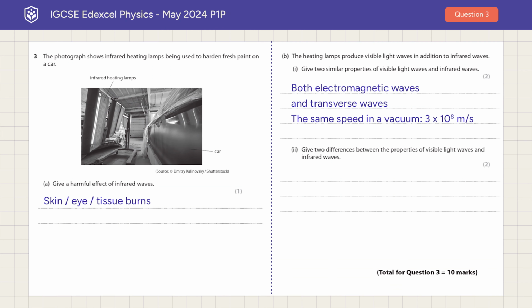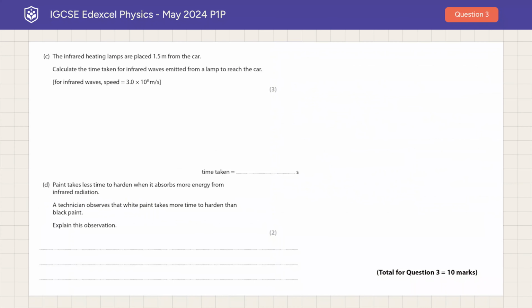Moving to the next part, the question asks for the differences. On the electromagnetic spectrum, visible light has a shorter wavelength and a higher frequency than infrared. Part C is a calculation. The lamps are 1.5 meters from the car, and we need the time for the infrared to travel that distance. Using the formula speed equals distance over time, we rearrange to time equals distance over speed. So, time is 1.5 meters divided by 3 × 10^8 meters per second, which gives us 5 × 10^-9 seconds.